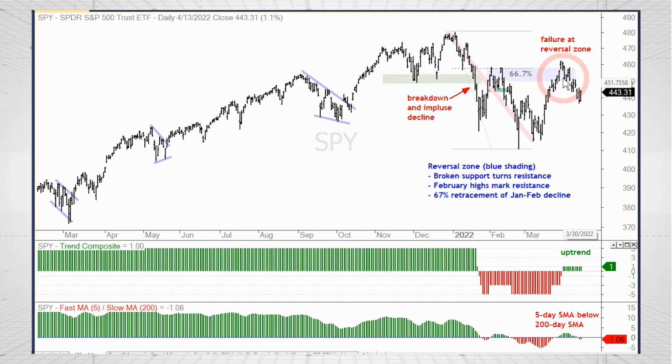But if you look at where we failed, it's a normal area to fail for a counter-trend advance. That's because first we have broken support that turns resistance. Second, we have resistance from the February highs. That kind of marks a zone. And then we retrace 2/3. So this is basically 3 steps down, 2 steps back up, and it looks like we have reversed and we're moving lower. Now, there could be a lot of noise in here, but I think the overall trajectory is down.